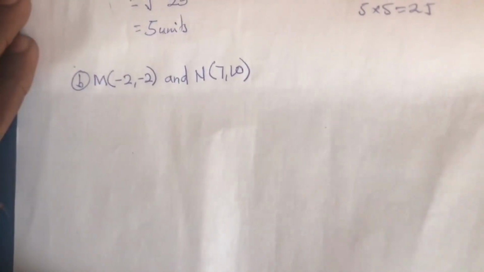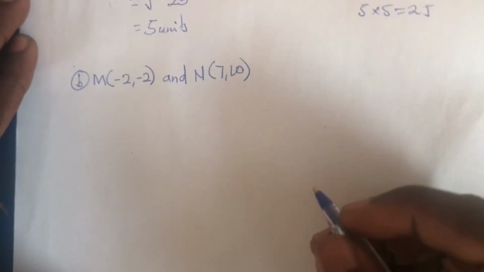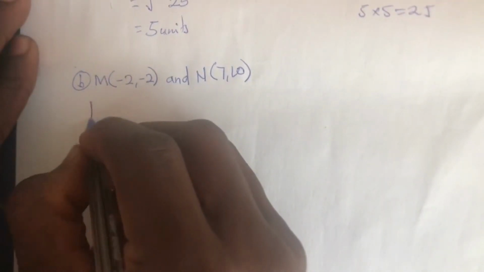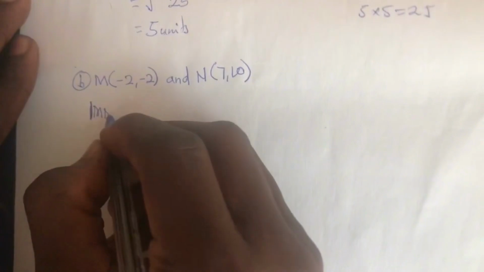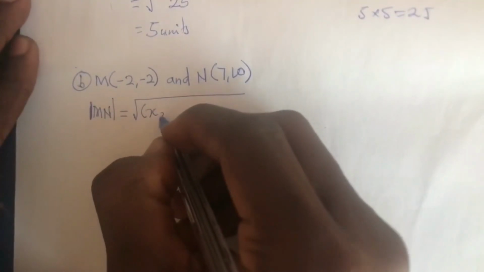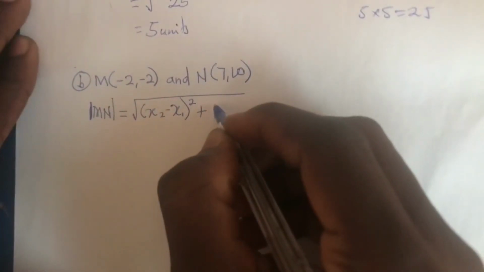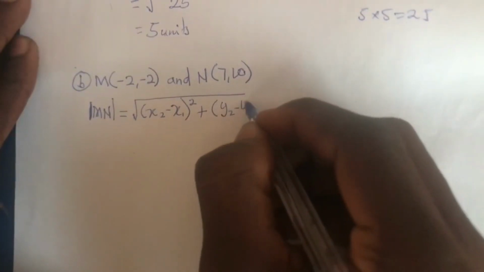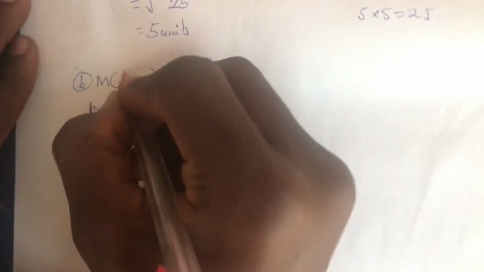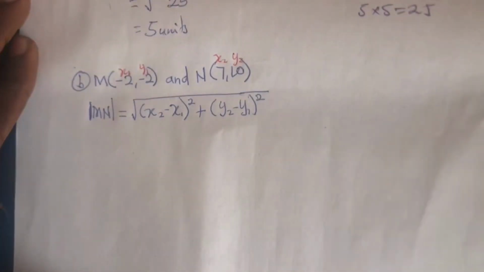So let's take the next question, which is point M with coordinates -2, 2 and point N with coordinates 7, 10. So it means that the distance between M and N will be equal to what? The formula is what? x2 minus x1 all squared, plus y2 minus y1 also all squared. So let's label this as our x1, y1, x2, y2. I hope we are following.